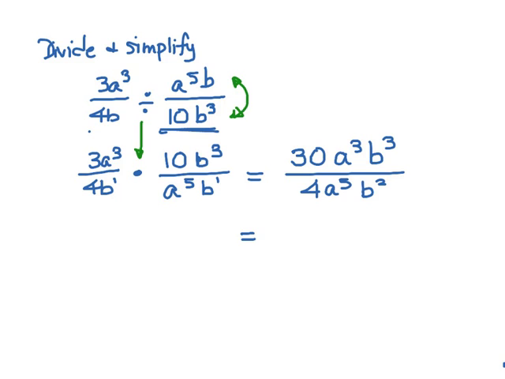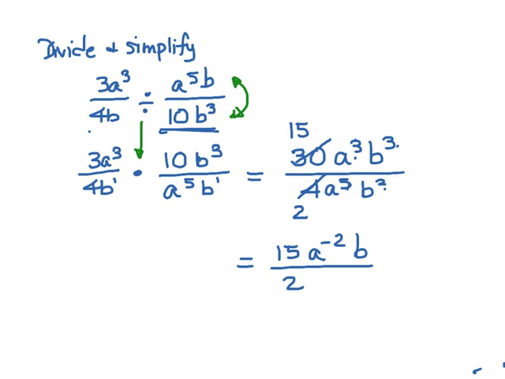So if I look at just my numbers, I have 30 and 4, and 2 goes into both of them. 2 goes into 4 twice, 2 goes into 30 15 times. And then I can look at my a. I have a to the 3rd up here, and then a to the 5th in the denominator. So I could say I have 15 in the numerator, 2 in the denominator, and that's a to the 3 minus 5, which gives me a to the negative 2. And then I have b to the 3 minus 2, which gives me just b to the 1.